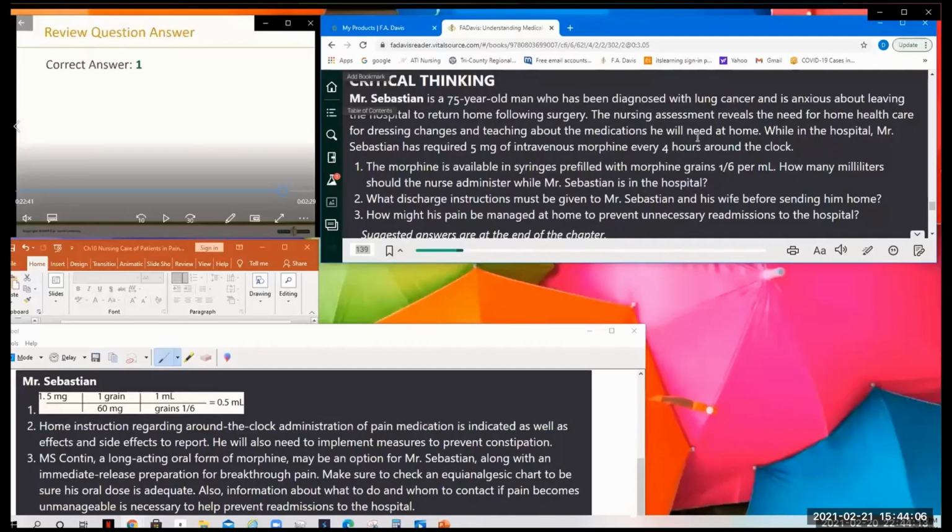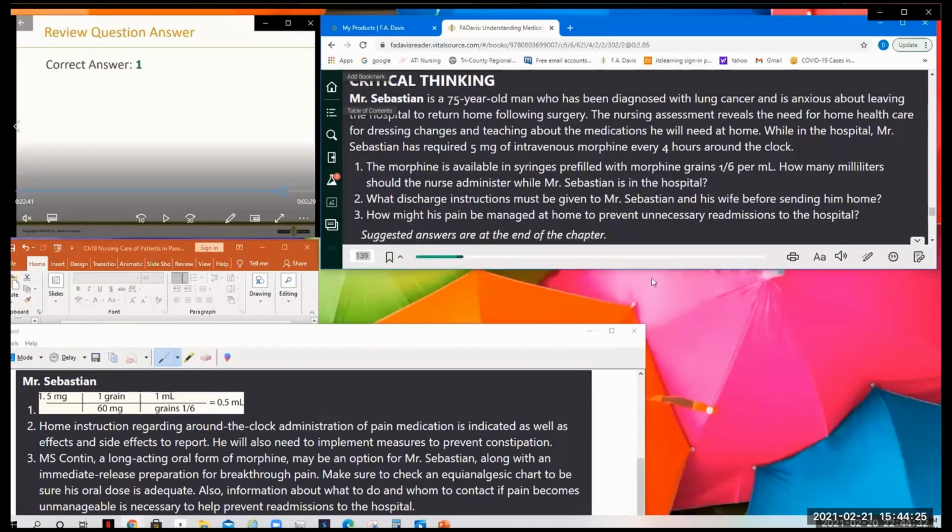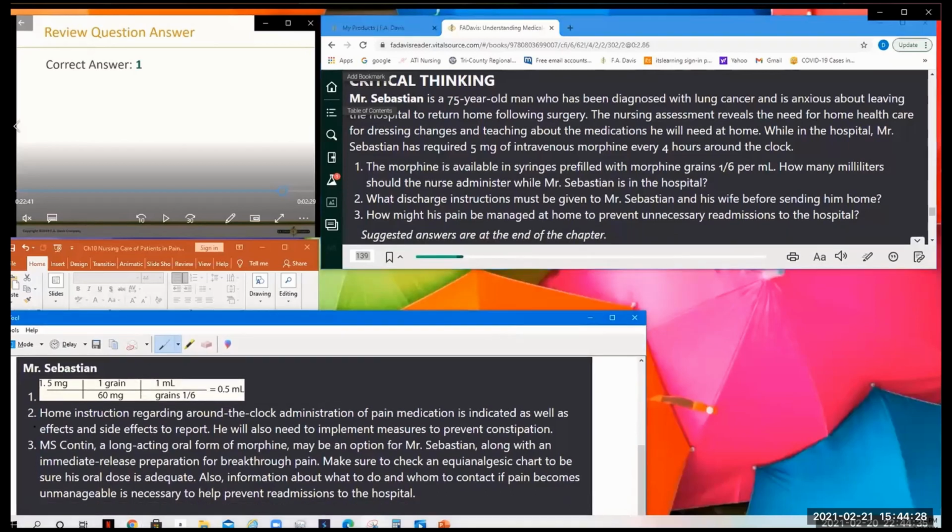Number one, the morphine is available in syringes pre-filled with morphine grains 1/6 per milliliter. How many milliliters should the nurse administer while Mr. Sebastian is in the hospital? And the answers are at the end of the chapter on page 140, and the math is shown there. So you're going to do 1.5 milligrams times 1 grain over 60 milligrams, and then 1 milliliter over 1/6 of a grain, which is going to come out to 0.5 milliliters.